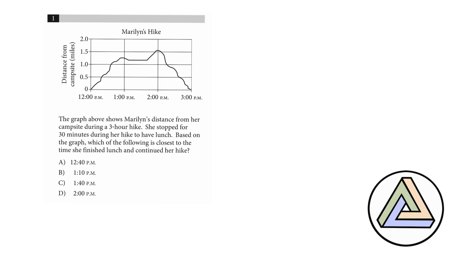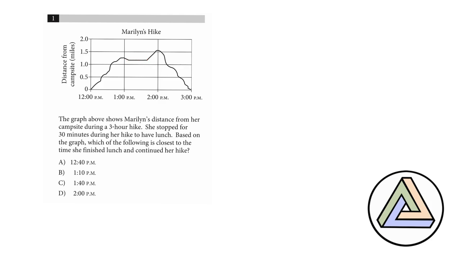Basically, whenever somebody stops 30 minutes for lunch, or I've seen problems like this before where they stop for an hour or whatever, that's always a sign that you want to look for a flat line somewhere in the graph. And the flat line is right here. So this is basically where, as you can see, time went by, but no distance was covered, right? There was no change in distance, which means that she literally just hung out for a little while and didn't move, and then time went by, correct?